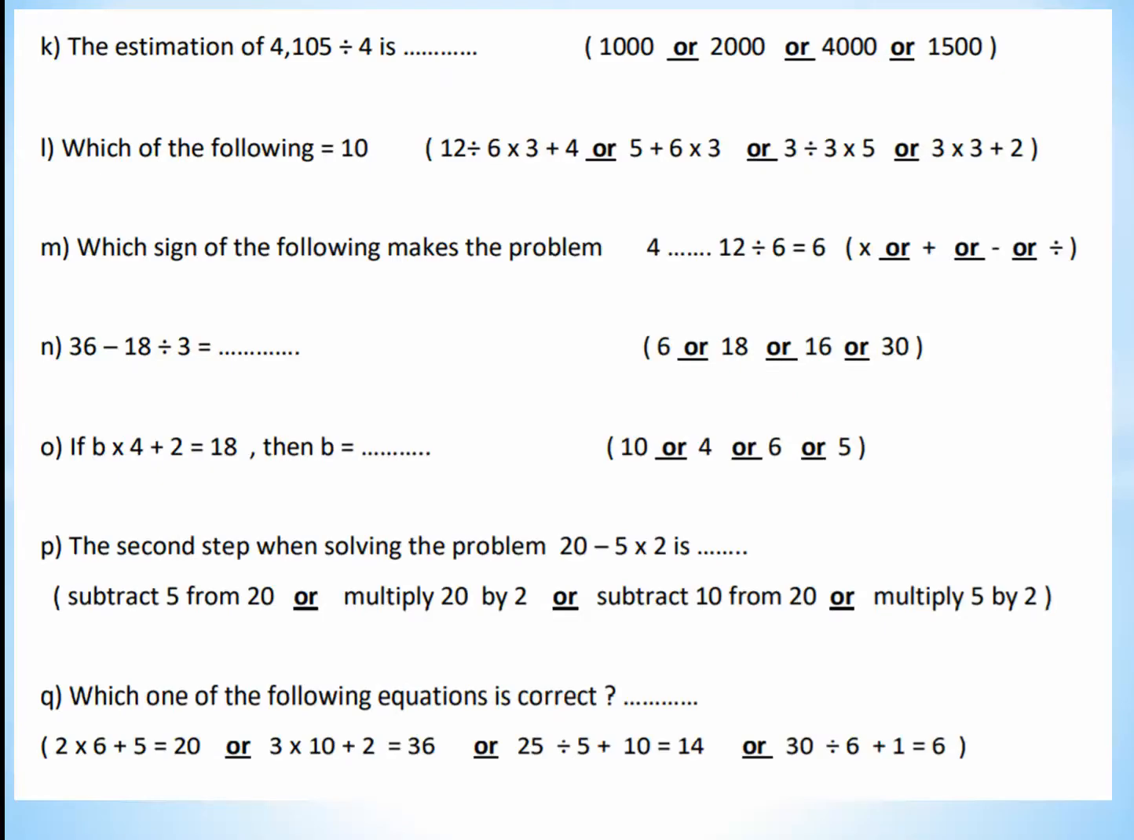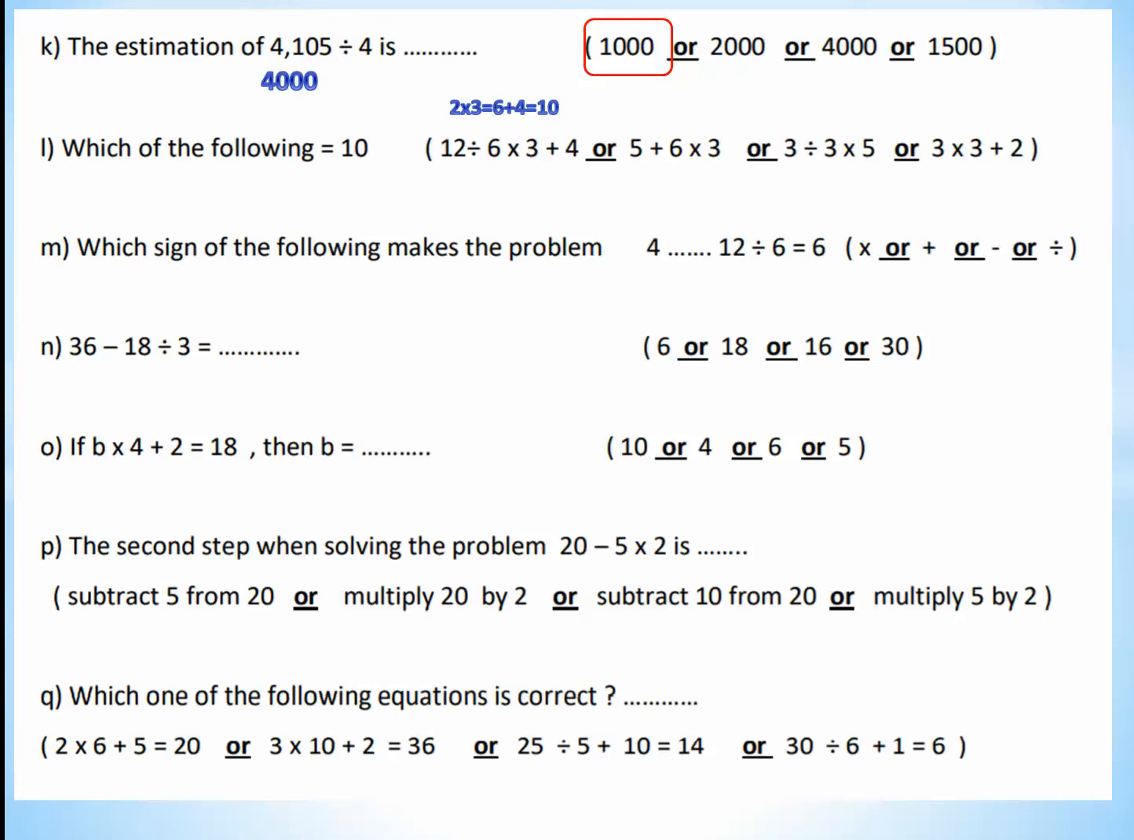The estimation of 4,105. Estimation of 4,105 is closest to 4,000, so it will be 4,000 divided 4 equal 1,000. Which of the following equal 10? Let's check. 12 divided 6 equal 2. 2 times 3 equals 6. 6 plus 4 equal 10. So this is the right answer, but let's check.